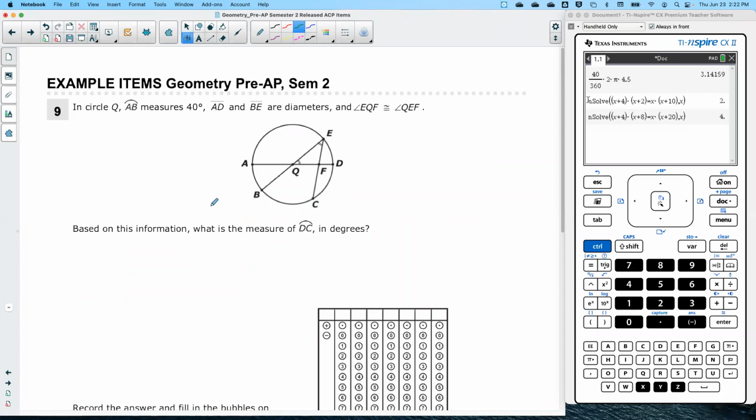In circle Q, just put it back. AB is 40, so I'm gonna put a 40 right here. AD and BE are diameters, and EQF is the same thing as QEF. We've got to find DC. This is our X over here. That's our X. All right, how do you think we could solve this one?